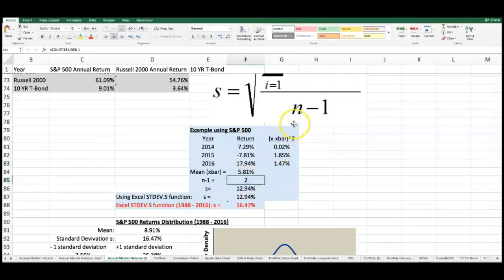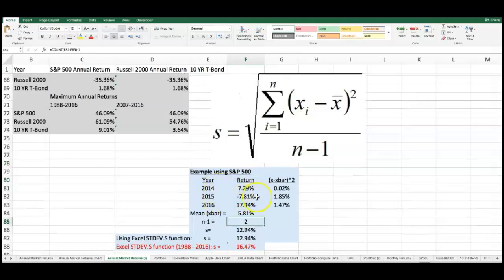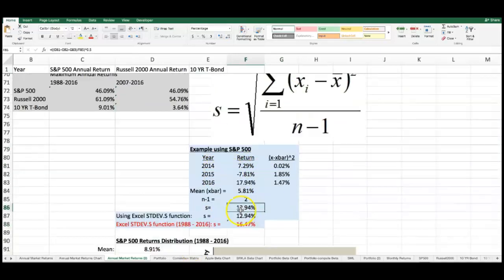And then we have our n minus 1 in the formula. Well, we have 1, 2, 3 years, so n minus 1 would be 2. So when we calculate the standard deviation, we're adding these numbers up, dividing them by 2, and then taking the square root, as you can see here from the formula right here. We come up with a standard deviation of 12.94%.